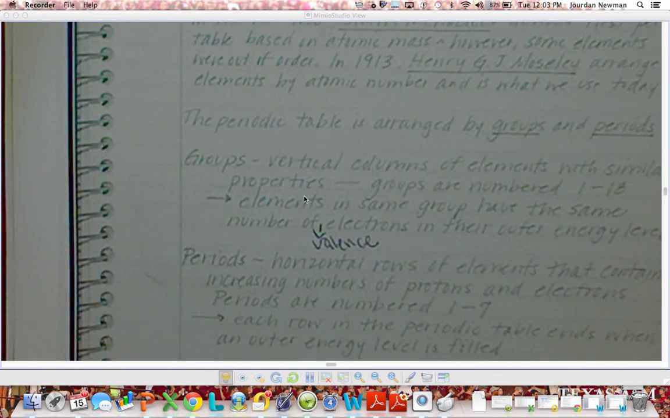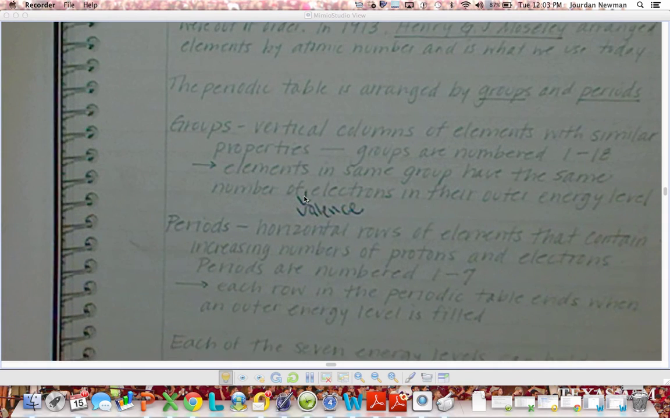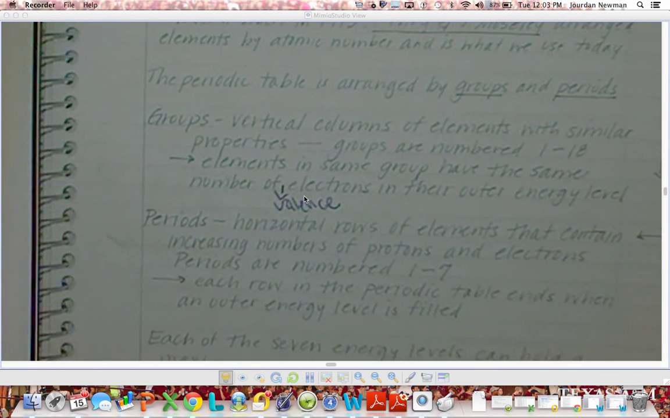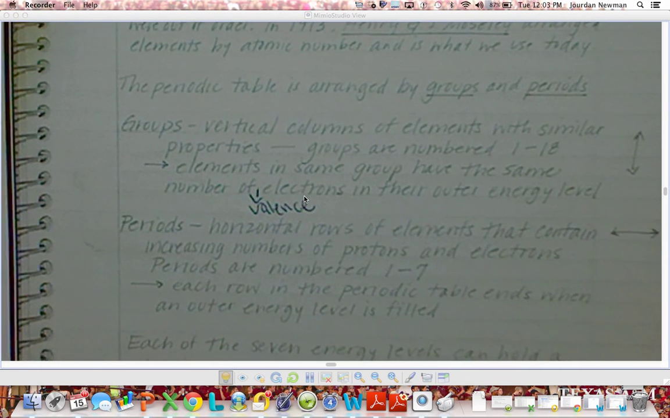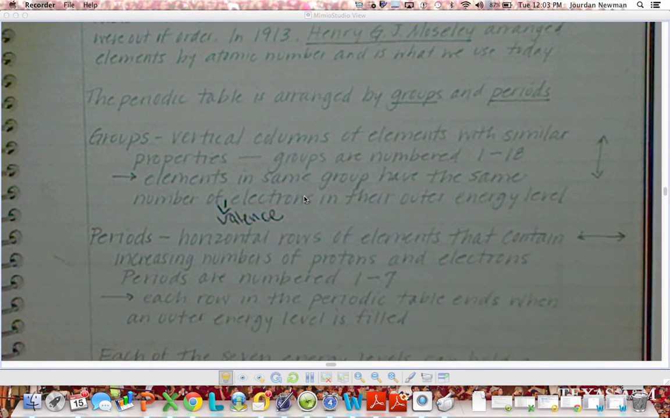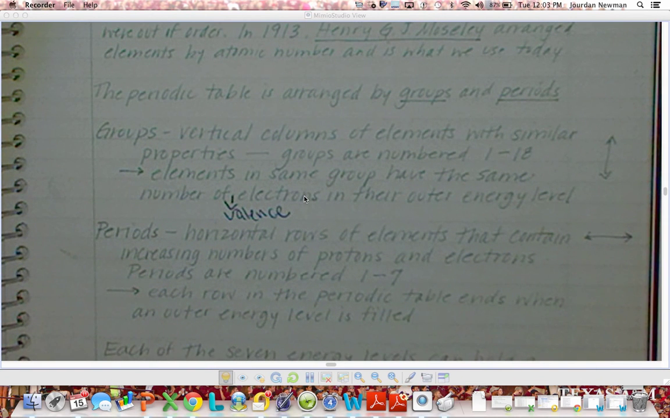Those valence electrons are what makes our elements have similar physical and chemical properties in that group. It's like a family. Everybody in your family has very similar properties, or they should, depending, I mean, if you're biologically attached to those family members, you should have people who look similar.